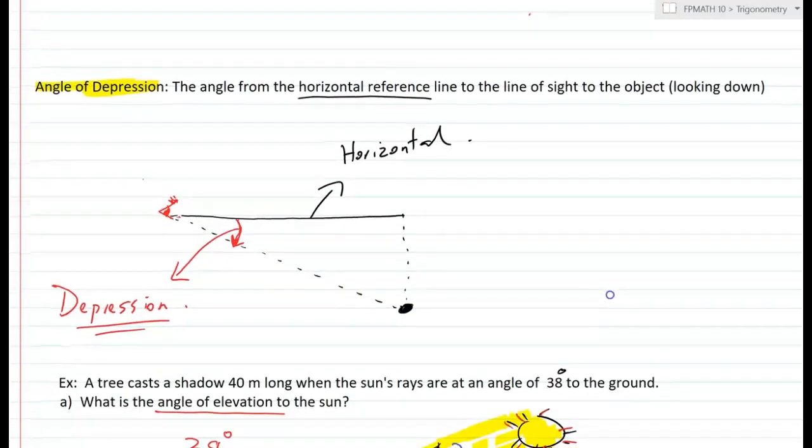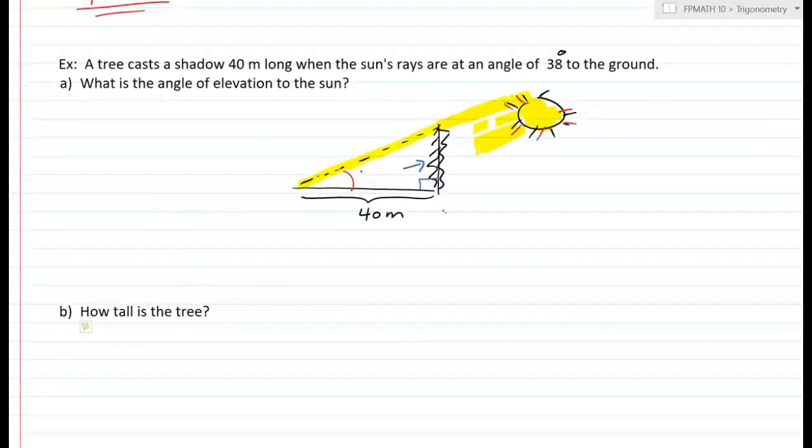So we're going to go ahead and do a couple of examples. Okay, first example is that we have a tree and a sun that casts a shadow when it hits the tree. Notice that that's my artistic impression of the sun and a tree. It's quite funny actually. The shadow is cast on the ground. So that's the ground, your horizontal line, and that's the shadow. It's 40 meters long.